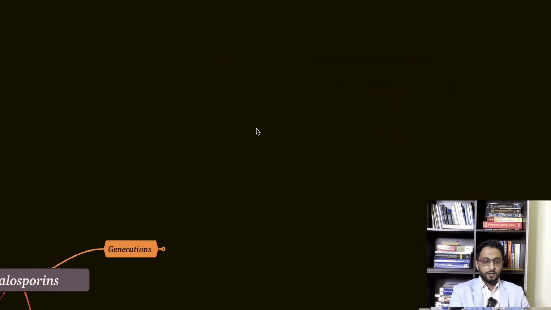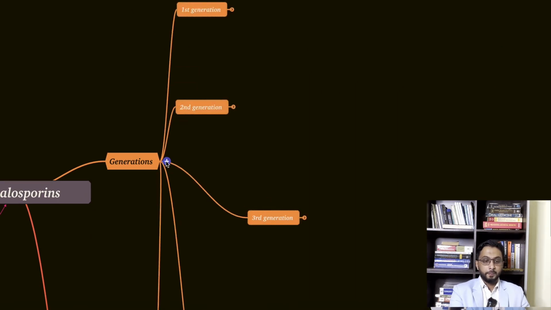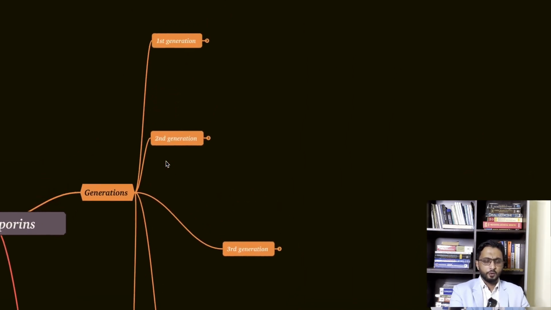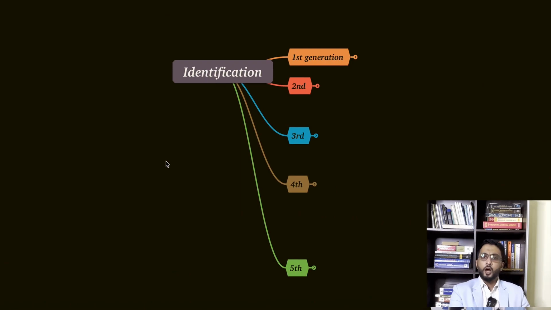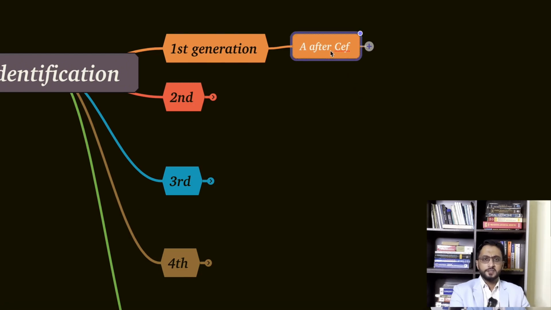So we're going to learn the generations today, one by one, first generation, second generation, and I'll connect them together. How to learn first generation drugs? What is the short form there? Here the key is A after Ceph. All cephalosporins have Ceph. If A is coming after Ceph, it's a first generation. There is an exception, and we'll come to the exception at the end. A after Ceph. I've already explained this in the detailed lecture, but again it's good to review. A after Ceph.